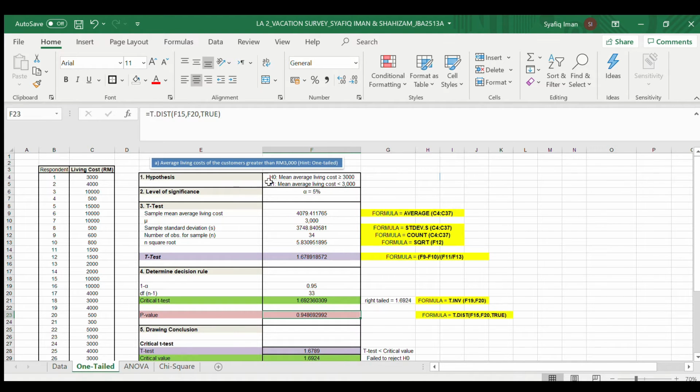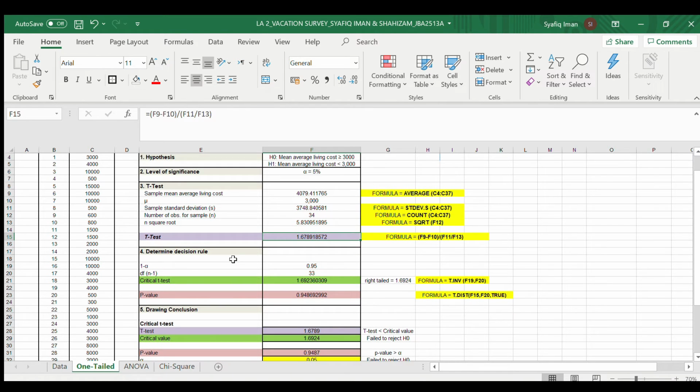First step, you need to do the hypothesis. Second, you need to indicate the level of significance, which is 5%. Third step, you need to do the t-test. In t-test, you need to calculate the average of living cost, and then you need to calculate the sample standard deviation, and calculate the number of observations for the sample, and the square root. Then you get the t-test. Next step, you need to calculate the critical value, then p-value.